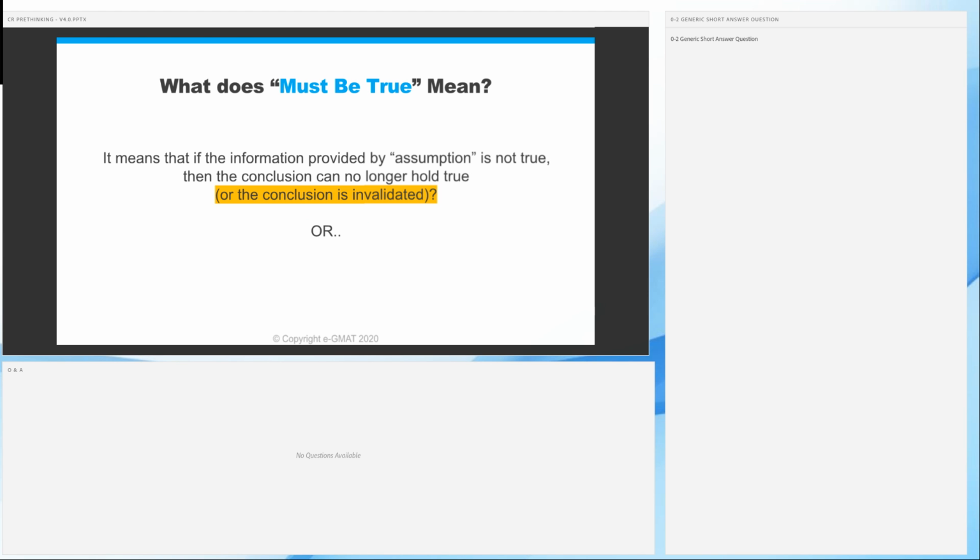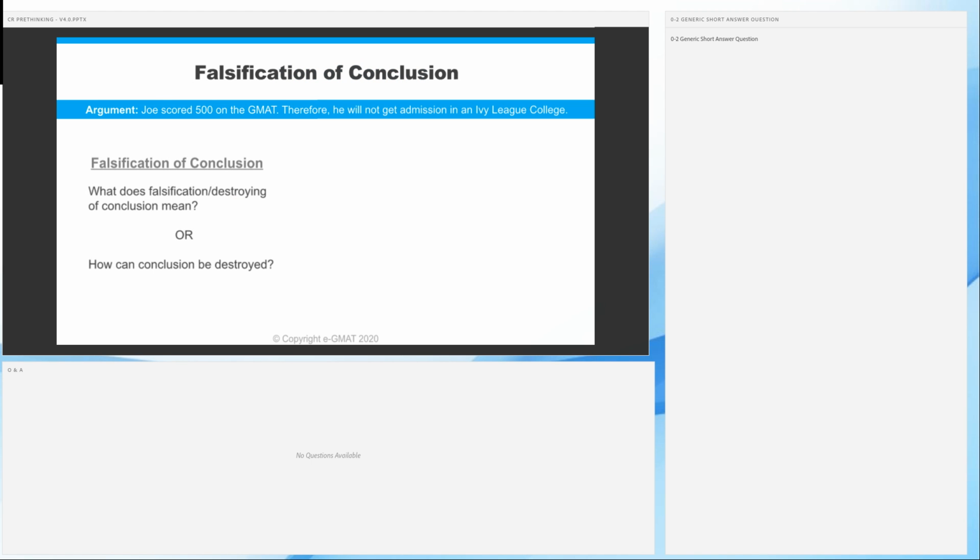We're going to take actual examples where we talk about what is equivalent to pillars 1 and 3 and what is equivalent to pillar 2, or what must be true means. It means that if the information provided by the assumption is not true, there are means using which I can break or invalidate the conclusion. Why? Because as per the definition, the assumption must be there for the conclusion to remain valid.